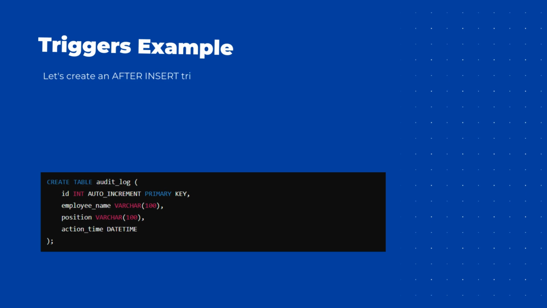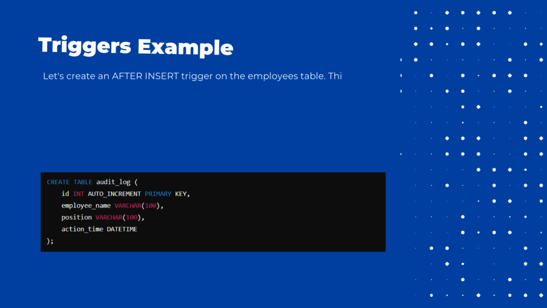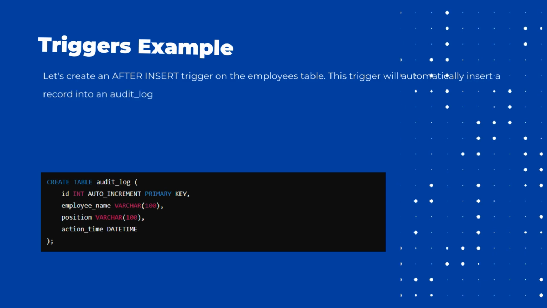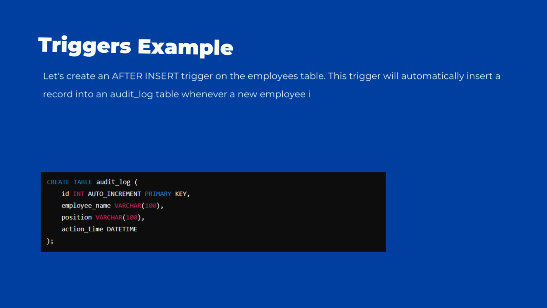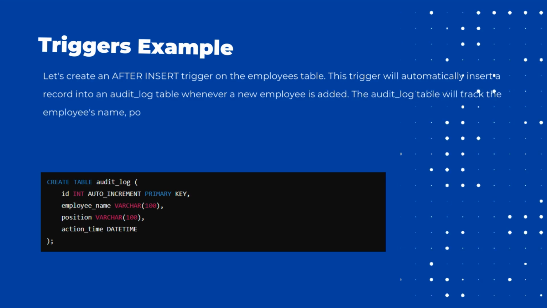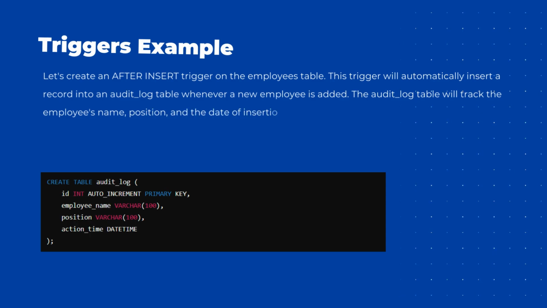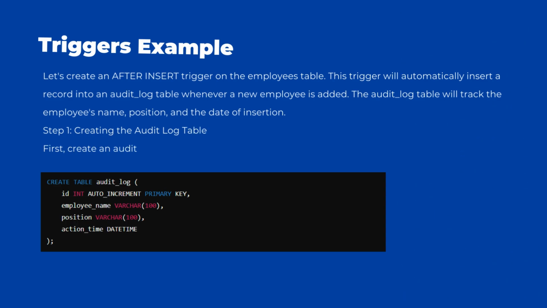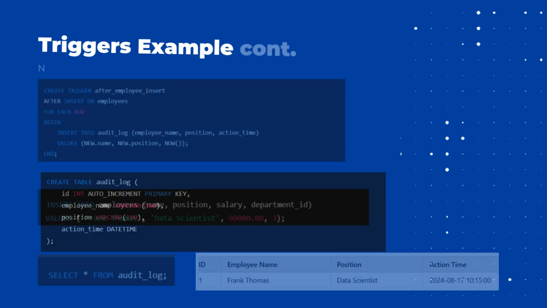Let's create an after insert trigger on the employees table. This trigger will automatically insert a record into an audit log table whenever a new employee is added. The audit log table will track the employee's name, position, and the date of insertion. Step 1: creating the audit log table. First, create an audit log table to store the audit information.